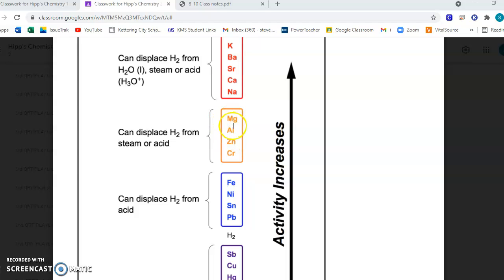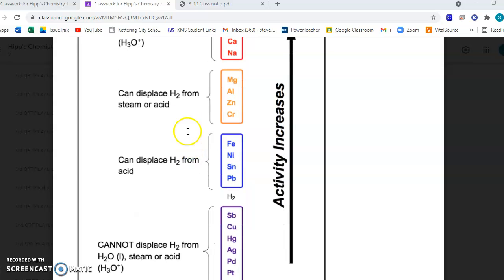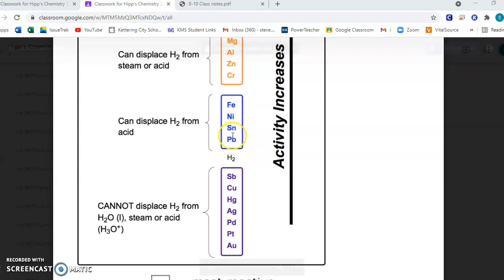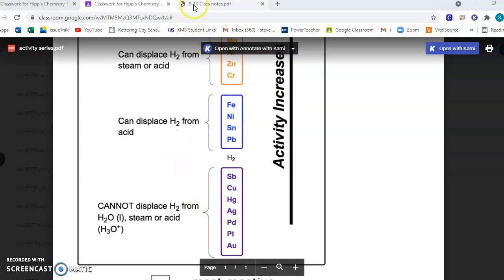These metals right here, magnesium, aluminum, zinc, and chromium, they can force hydrogen ion out of solution, and they can force hydrogen off of a water molecule if the water molecule has been heated up into a gas where it becomes steam. These metals right here cannot force hydrogen off a water molecule, but they can force the hydrogen ion out of solution. So let's take a look at an example reaction.